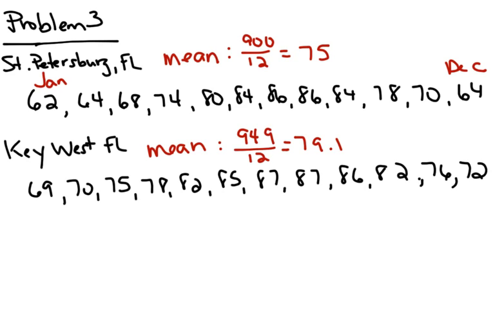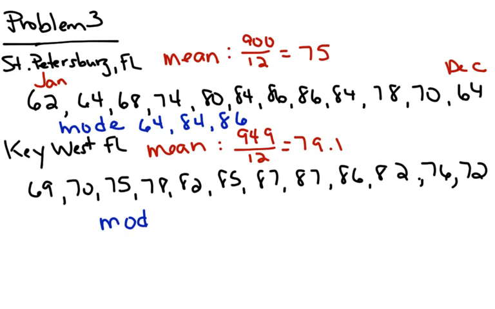Now let's go and find the median. Well, no, let's go find the mode first because that's going to be a little bit easier. Let's go find the mode for St. Petersburg, Florida. Is there a most frequently occurring number? I see that 64 pops up twice, 84 pops up twice, and 86 pops up twice. So this particular set of data has 3 modes.